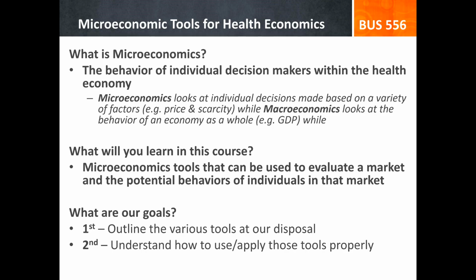So first, let's think about what is microeconomics. It's the behavior of individual decision makers within the health economy. So how do we make decisions? It looks at individual decisions that are made based on a variety of factors, which could be price, it could be scarcity, while macroeconomics looks at the people as a whole. So macroeconomics would take all people's individual decisions and roll them up. Microeconomics is how would John Doe make a decision in the healthcare economy? And what we want you to learn is microeconomic tools that can be used to evaluate a market and the potential behaviors of individuals in that market.